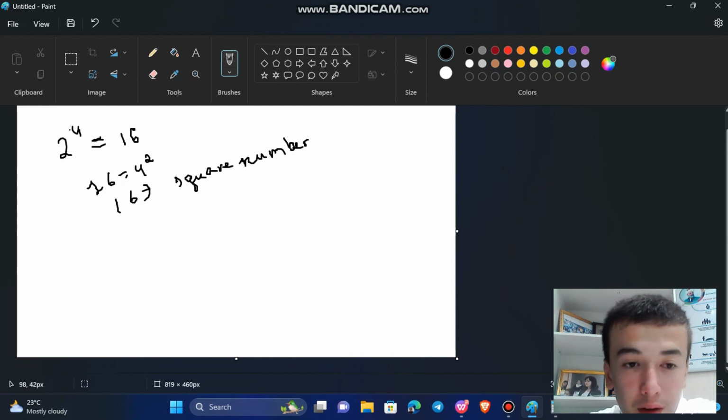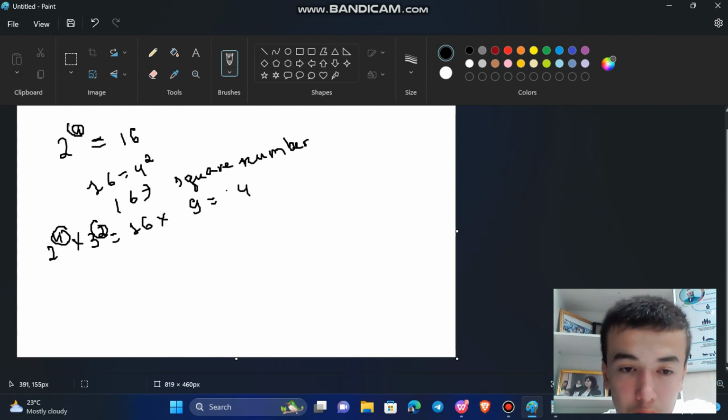So how can you find the number which is square? We can just look at the powers. If the powers are even numbers, then it is a square. For example, 2 power of 4 multiplied by 3 power of 2. All the powers need to be even numbers. So 2 power of 4 is equal to 16 and 3 power of 2 is equal to 9. The answer is 144. 144 is 12 squared. So we can see that 144 is a square number.